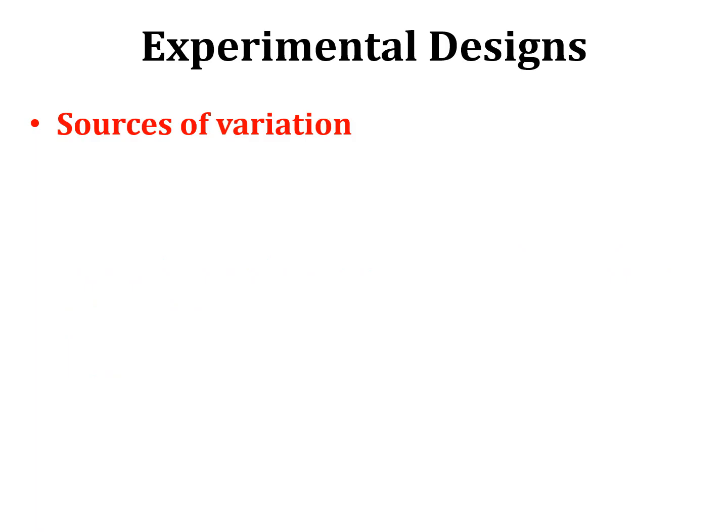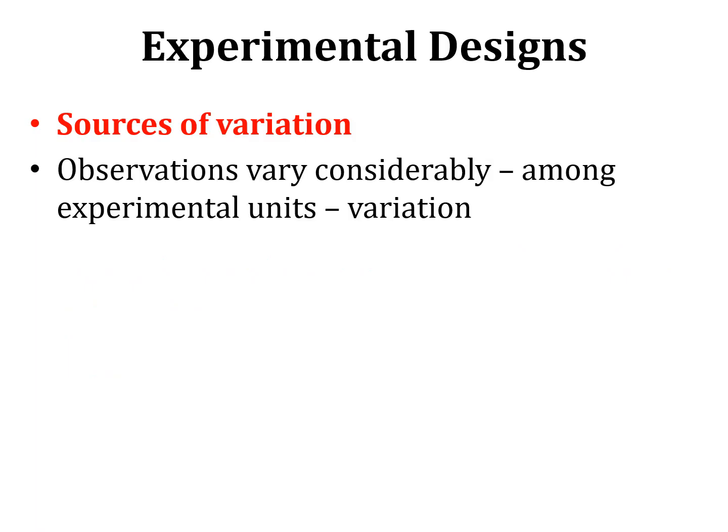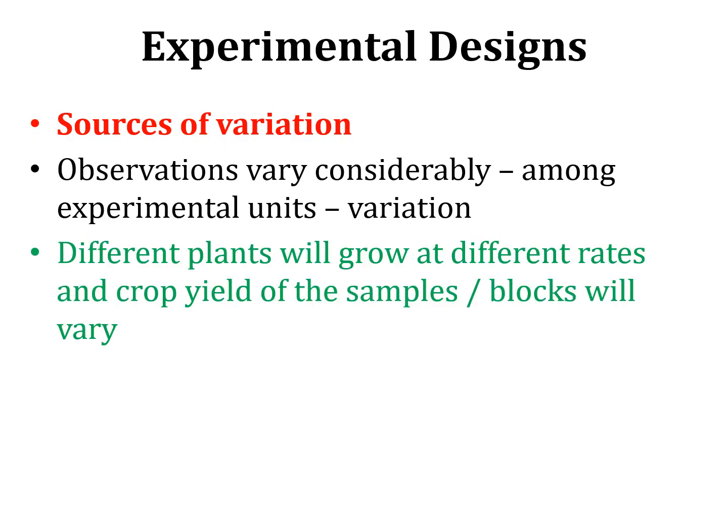Now the sources of variation. The observations vary considerably among different experimental units, and this is known as variation, right? The different experimental units are going to give us different observations, so there is going to be a variation in the response in different experimental units.